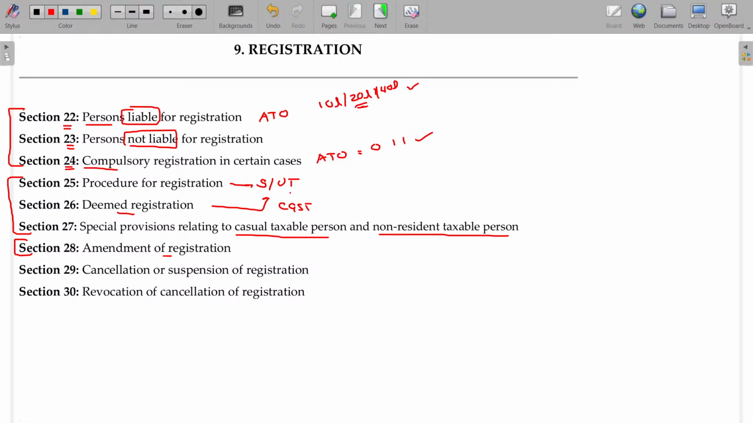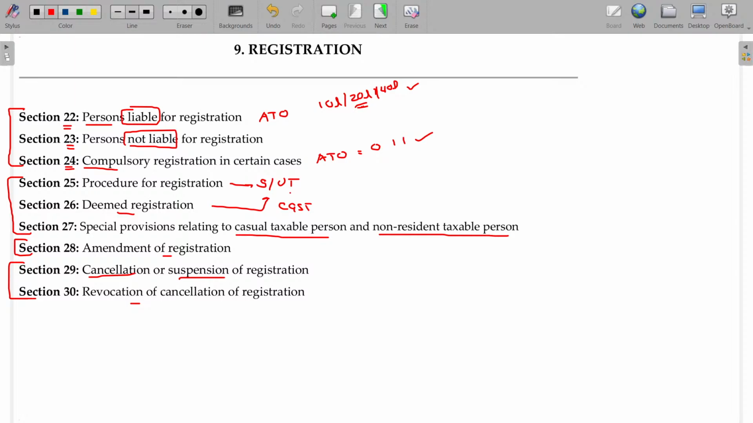And finally, 29 and 30 are all about when you want to stop your business. In that case, you can cancel your registration, or if you stop temporarily, it's called suspension. And after cancellation, it came to be known, no sir, I want to continue my business, so I want to revoke my cancellation. So how can we do that? So 29 and 30 are for cancellation and revocation.